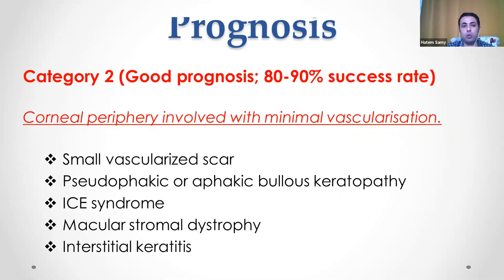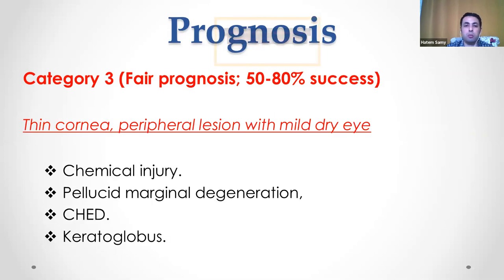Category 2, good prognosis, 80 to 90% success rate, corneal periphery involved with minimal vascularization. This can be seen in a small vascularized scar, pseudophakic or aphakic bullous keratopathy, iridocorneal endothelial syndrome, macular dystrophy, interstitial keratitis. Category 3, fair prognosis, peripheral lesion with mild dry eye, can be seen in chemical injury, pellucid marginal degeneration, or keratoglobus.